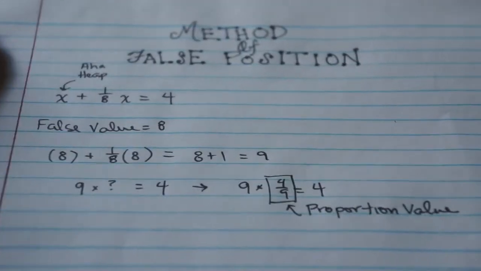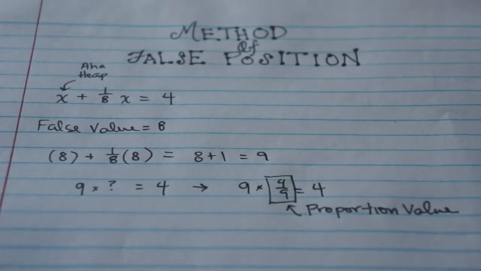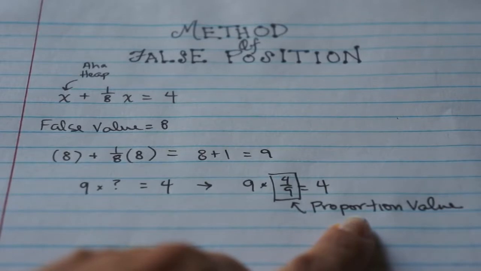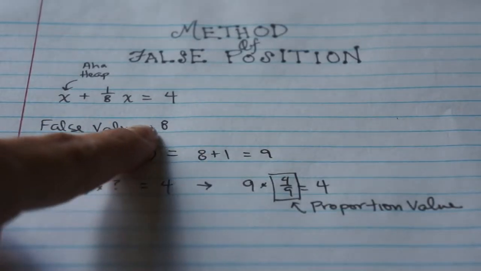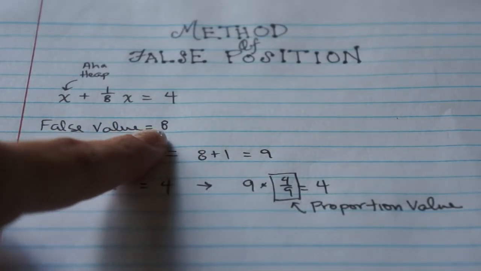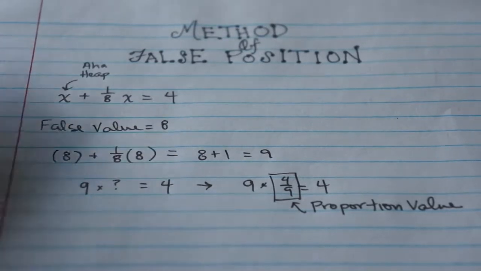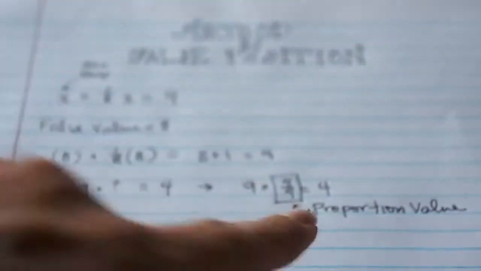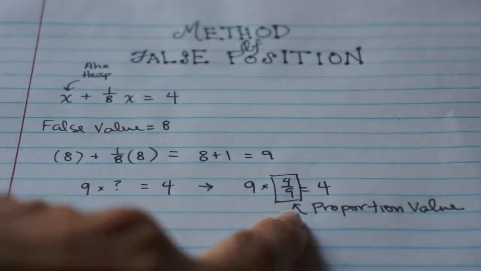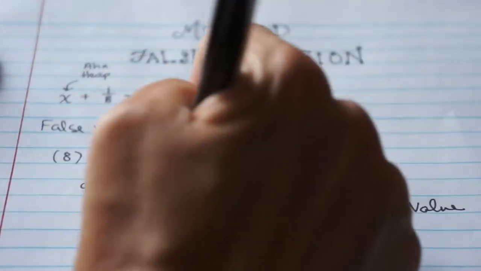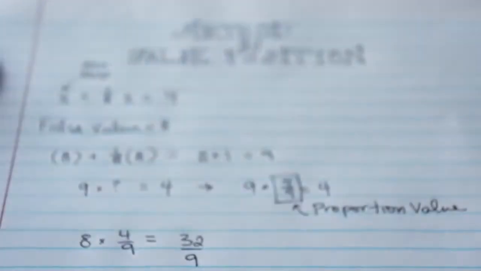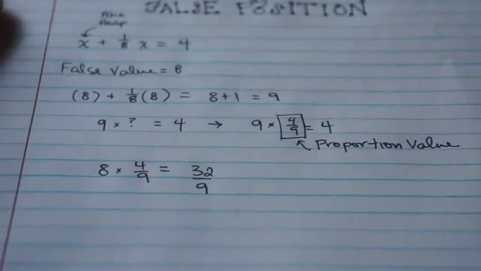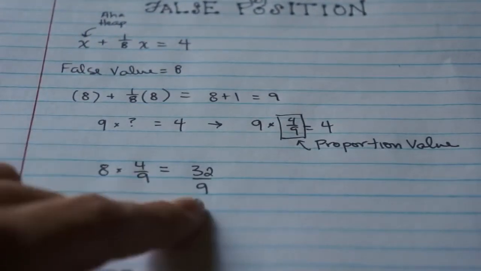Okay, so what they would do, we're basically done at this point, is they would take their proportion value and use it to scale the guess that they started out with. So they would take their guess, which was 8, and multiply it by that value over here that I got, the proportion value, and they would get 32/9, which is the right answer.